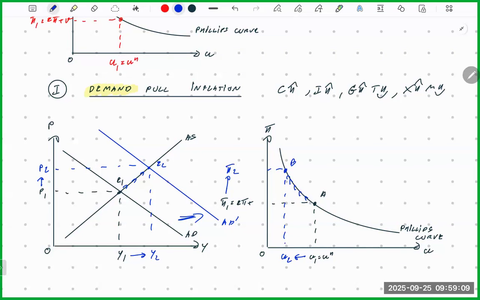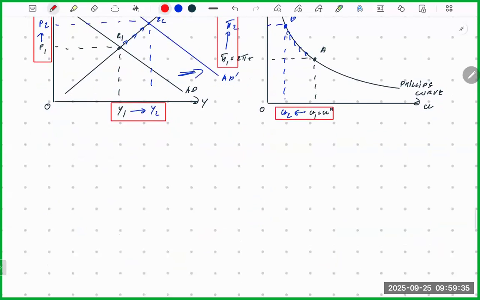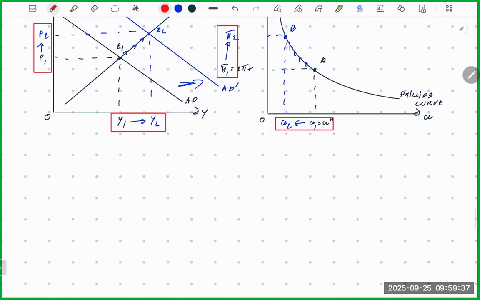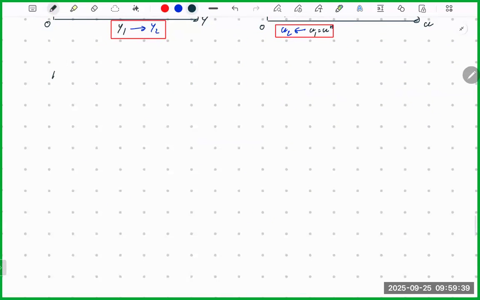So two sides of the graph confirm the meaning of each other. Price level increasing confirms we have an inflation problem, right? GDP becomes higher going to the right, confirming that unemployment is going to be lower going to the left. Two graphs confirm each other. This is the first type of inflation we call demand pull.